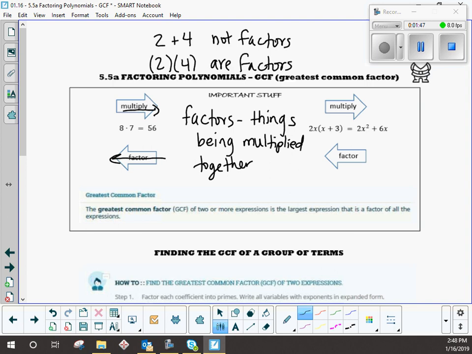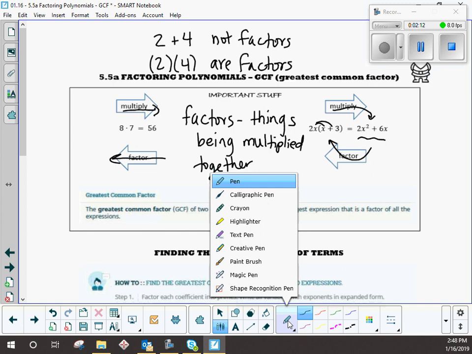If I did 2x times parentheses x plus 3, that's a distributive property, right? That's multiplying. That gives me 2x squared plus 6x. But what we're doing today is we're starting here at something like that, 2x squared plus 6x, and learning how to break it down into factors like that, 2x times x plus 3.